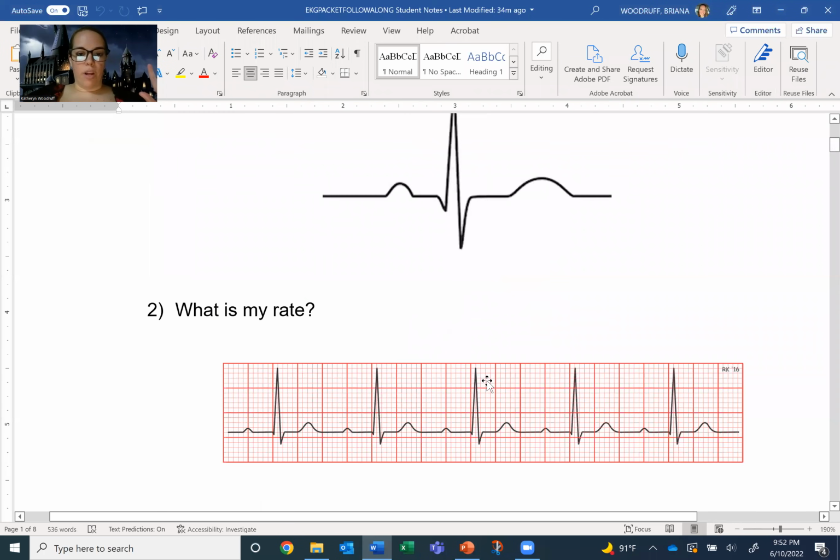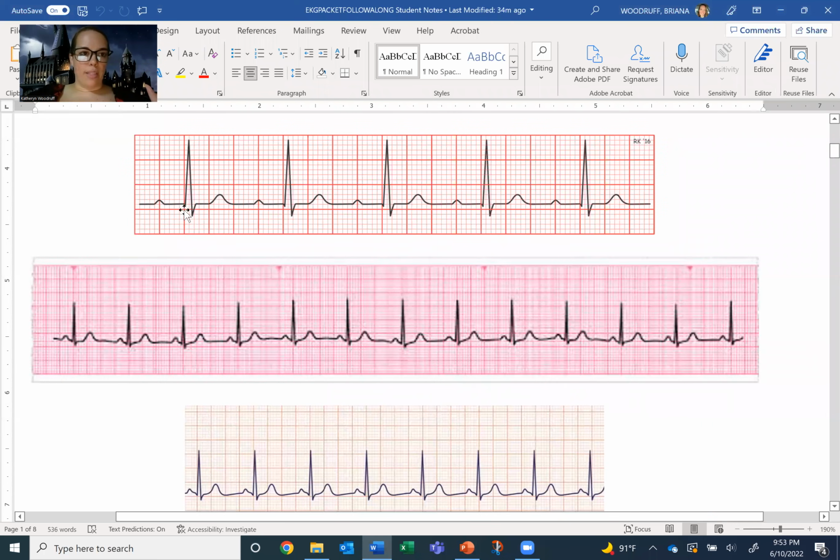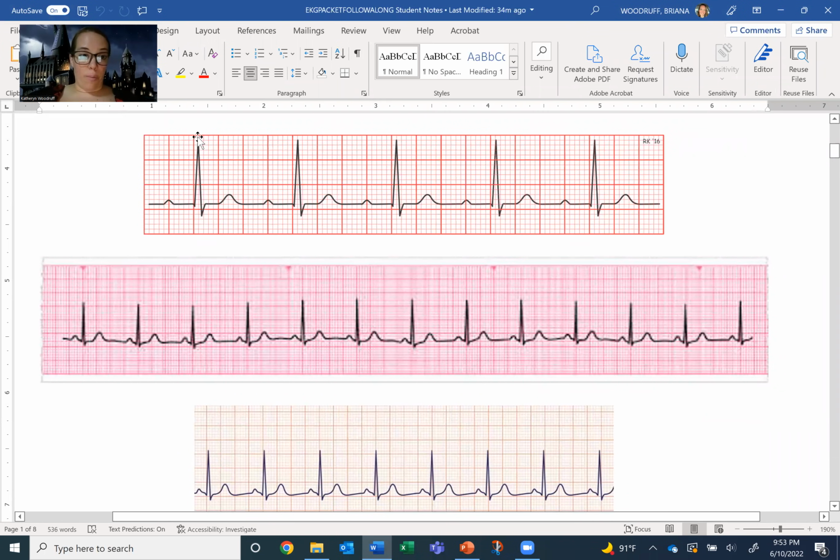So this is my little follow along packet. We're going to get some practice counting the rate. So let's look at this. We count our pointy things, 1, 2, 3, 4, 5. Then I times that by 10. So I have a rate of 50.